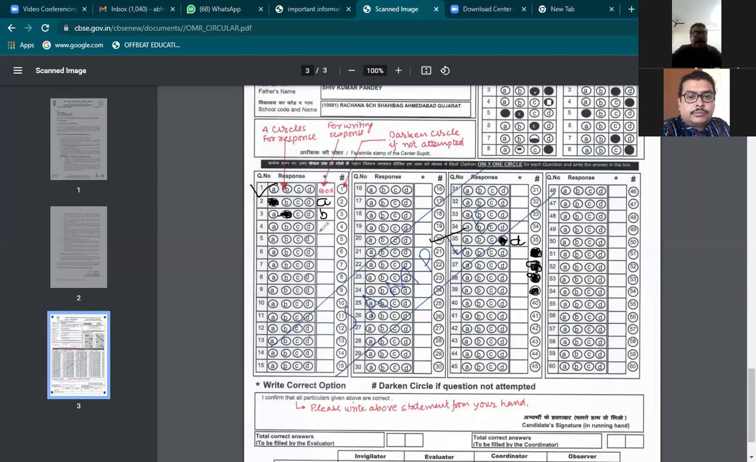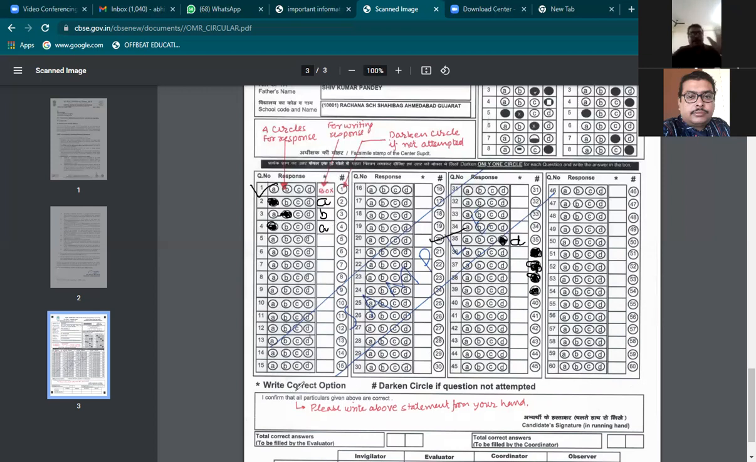If you are not writing the correct option in the specified box, then your paper will instantly be cancelled. So whenever, suppose for question number 4, A is the answer, you should darken A and also write it in the specified box.